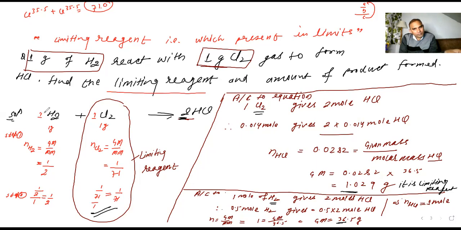Should I also write down the explanation part? You need to calculate the amount, because in the question they are asking for the amount of product formed and the limiting reagent. Oh, limiting, okay. I didn't see that part.